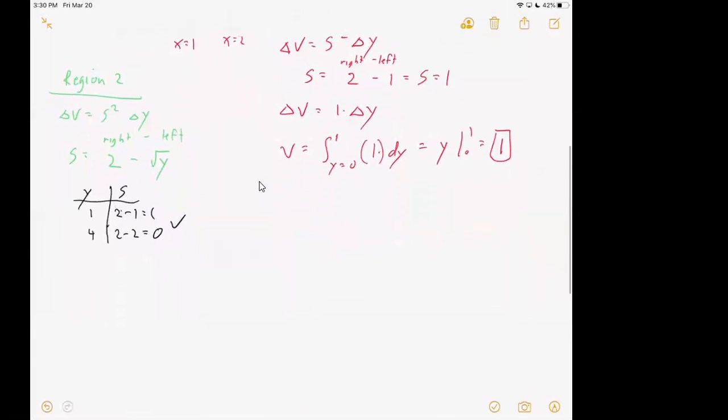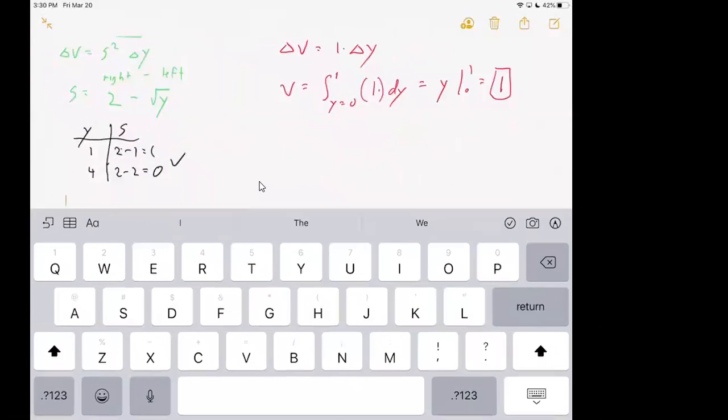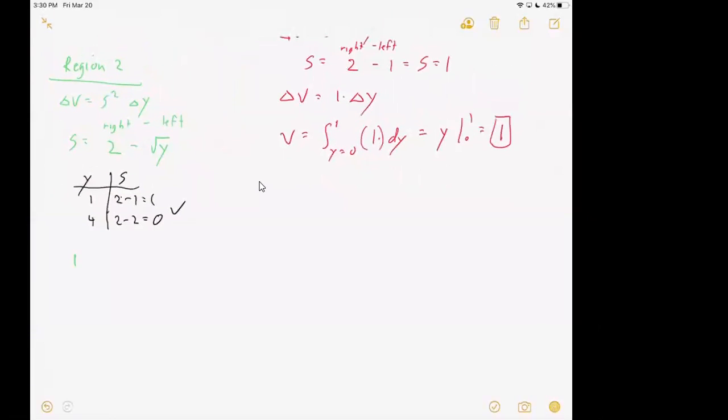So let's continue along. So we now have a legitimate expression for s. Back to my green pen. And so we can write what the volume integral is. Volume is equal to the integral. Now y is starting at 1 and going up to 4. We need to square the s, so it's 2 minus the square root of y, and we're going to have to square it, and we'll integrate that with respect to y.